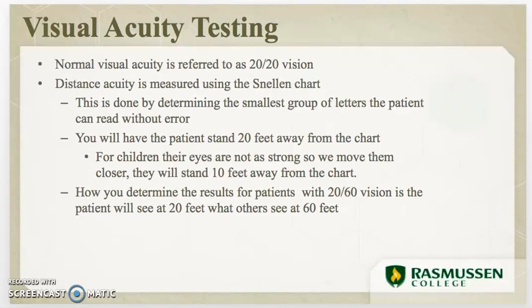Typically, your patient will stand 20 feet away and read each line. The result the patient receives is the last line that they can read without any squinting or mistakes. Even if it's one letter mistake, it's still a mistake. And the results are read as a fraction. So for example, if your patient had 20/60 vision, like I've given here, this means that at 20 feet, they can see what others would see at 60 feet. That's how you read that.